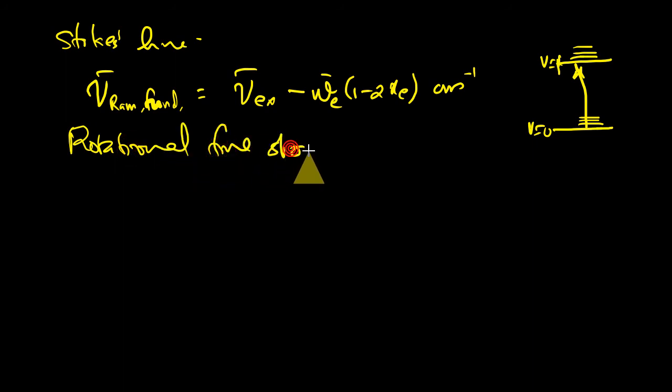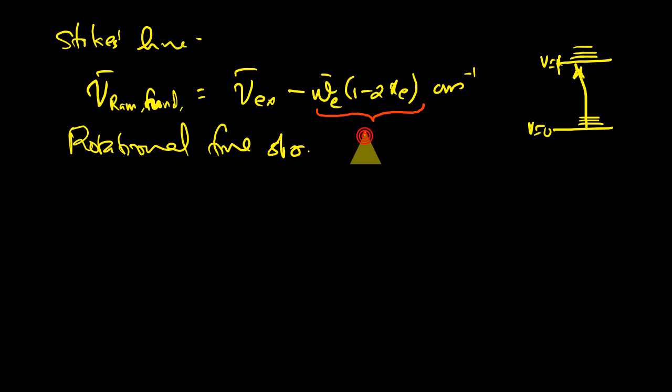Rotational fine structure. If you are using a high resolution spectrometer, you can see this rotational fine structure. So let us give this ν̄ Raman fundamental, which is equal to ν̄ exciting minus ω̄e into (1 minus 2xe). In this expression, we can give ω̄e into (1 minus 2xe). Let me put this as ν̄0, that is the energy corresponding to the vibrational transition, the fundamental transition.